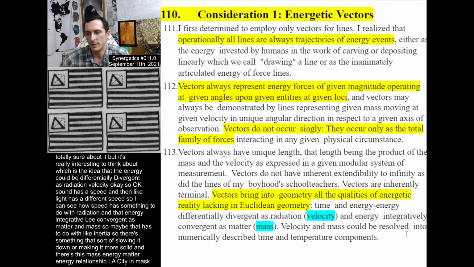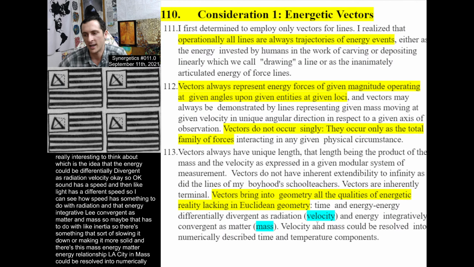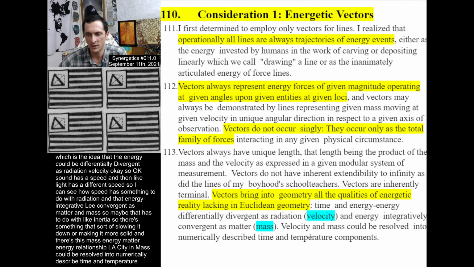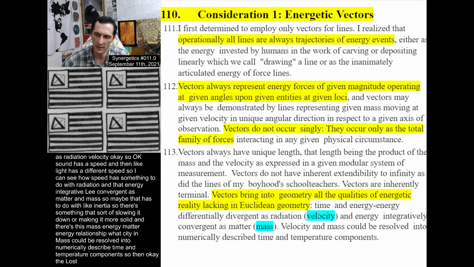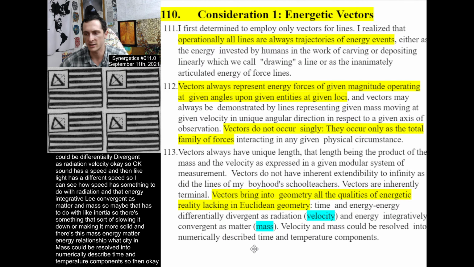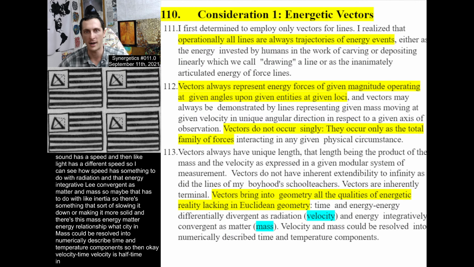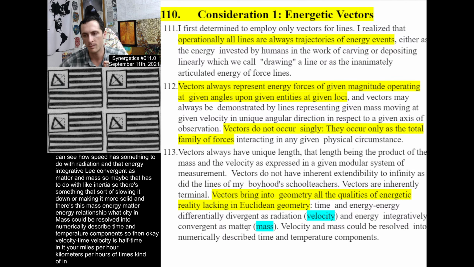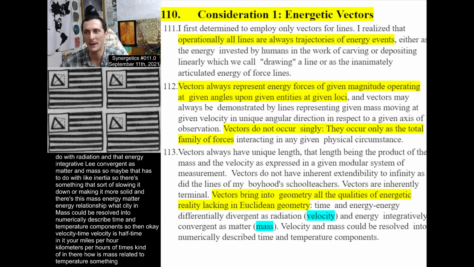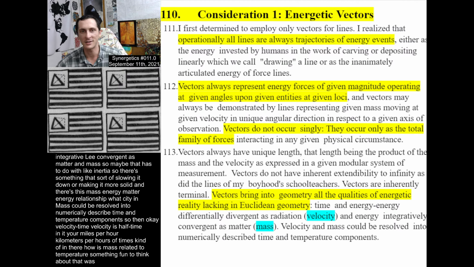Velocity and mass could be resolved into numerically described time and temperature components. So then, okay, velocity, time. Velocity has time in it, miles per hour, kilometers per hour. So time's kind of in there. How is mass related to temperature? Something fun to think about. So that was the first consideration.